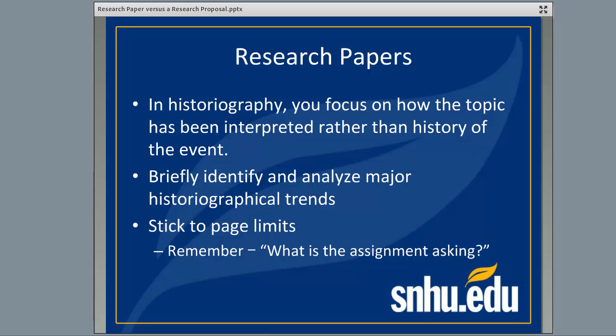Research papers. In historiography, you focus on how the topic has been interpreted rather than the history of the event. So if we turn back to our reference to Andrew Jackson, for example, when we were discussing the differences between historiography and historical research methods, if you were focusing on Andrew Jackson within our overall research paper for historiography, you would not focus on Jackson the individual. Instead, you're going to focus on how Jackson's been interpreted. So again, in historiography, you're focusing on the interpretation of the event rather than the event itself.